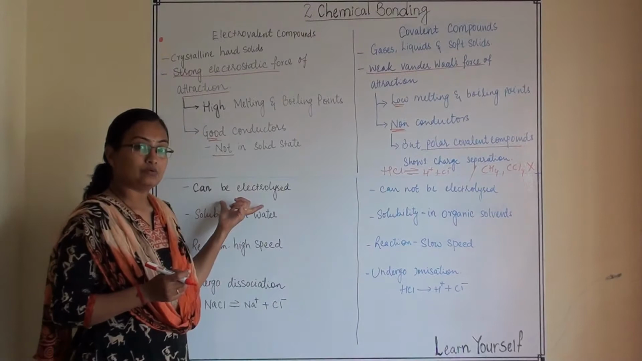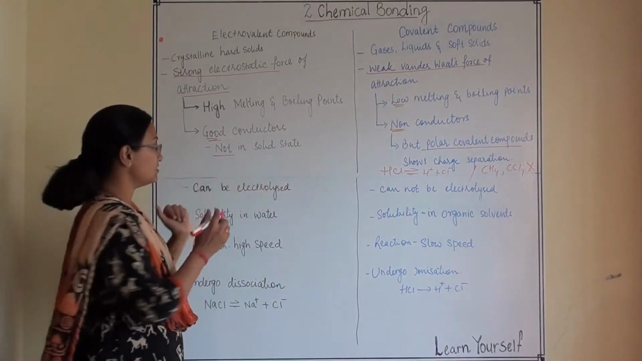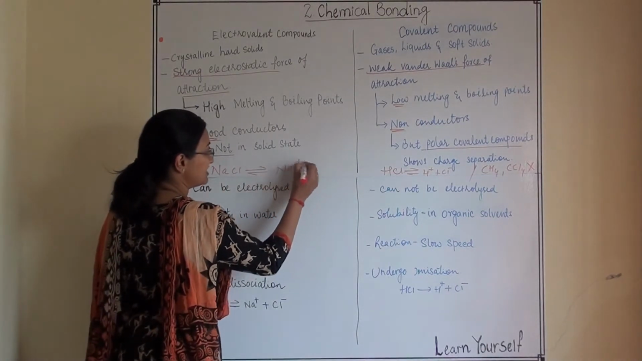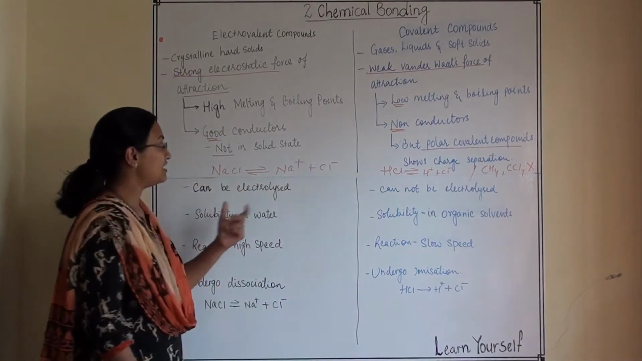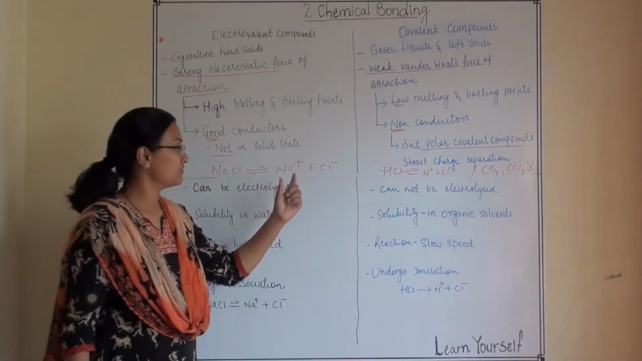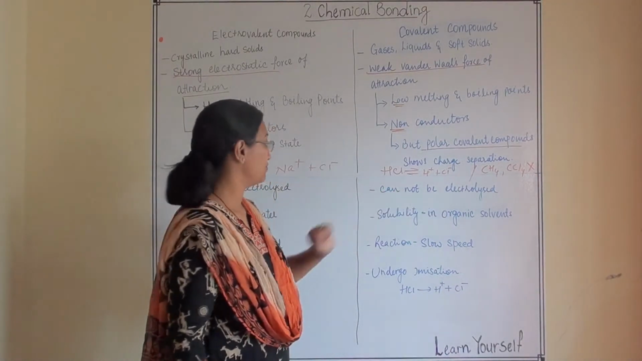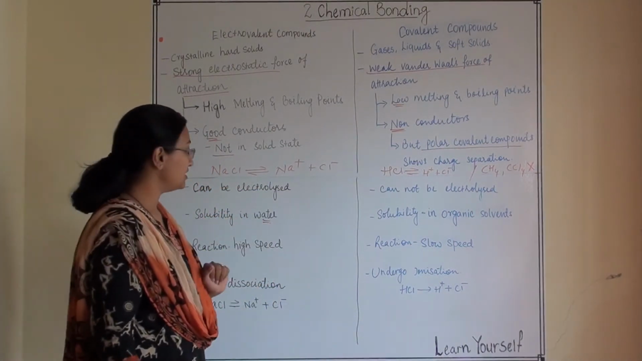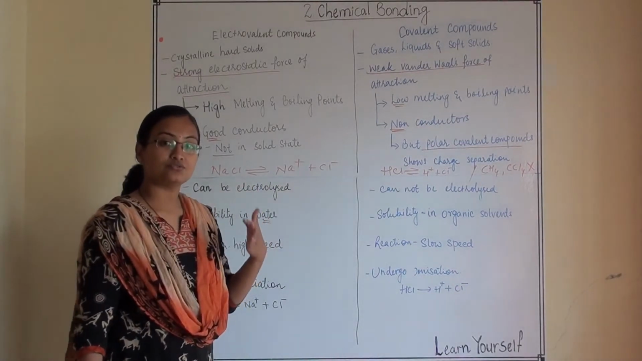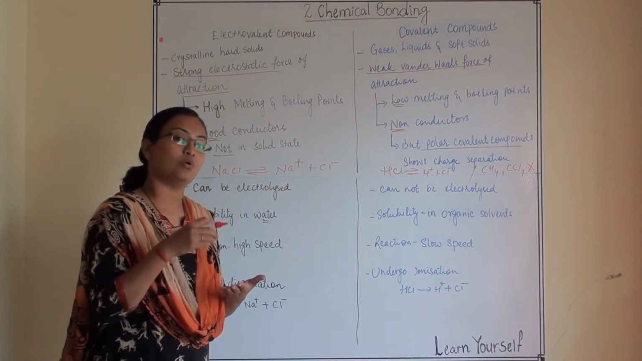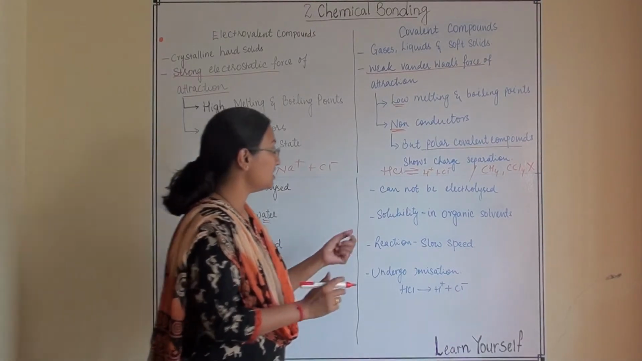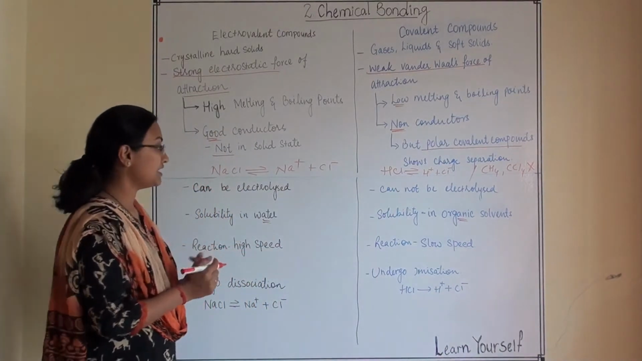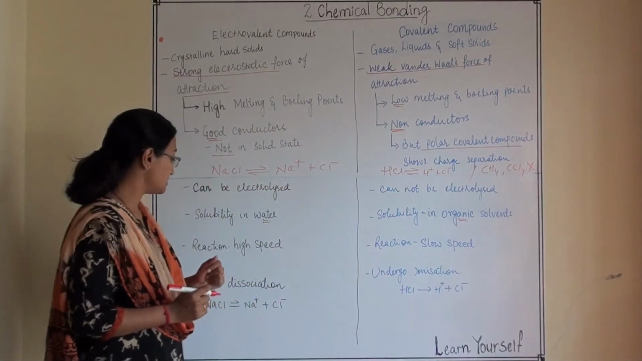Where a polar covalent compound shows charge separation, now it can be electrolyzed because there will be dissociation of the molecules. If NaCl is there, then Na plus and Cl minus. So they can be electrolyzed, whereas here they cannot be electrolyzed. They are soluble in water, very well soluble, because they are dissociated. So when we put them in water, they are easily soluble. Here solubility is only in organic solvents, that means they cannot be soluble in water.